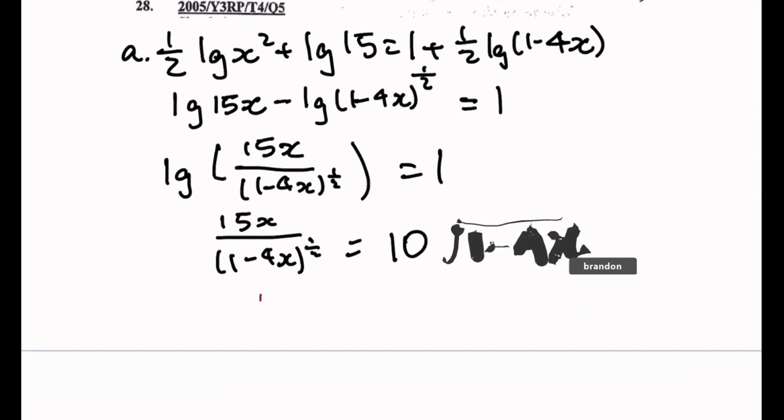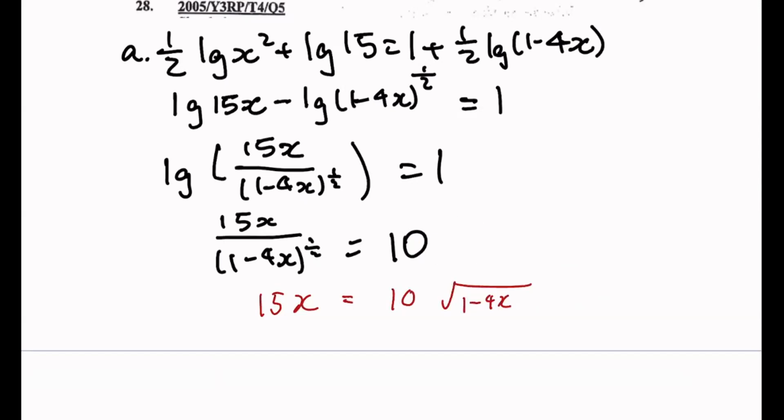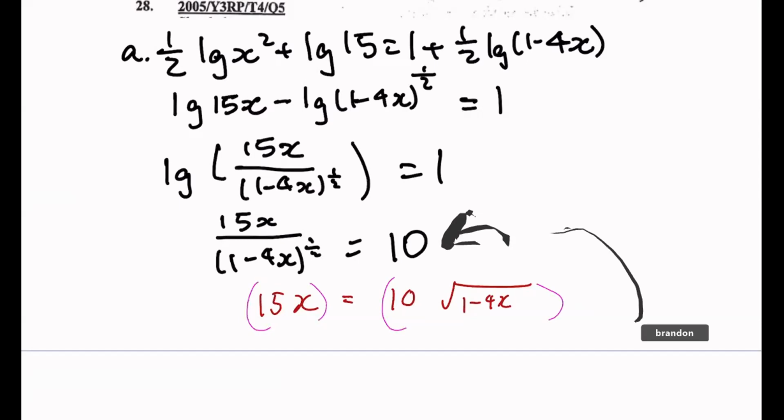So continue. So we get 15x equals 10 times square root of 1 minus 4x. Do I need to continue? Wait, then what do I do after this? Square root. What's the opposite of square root? Oh no, as in, what do I do after? Like I never do anything already.